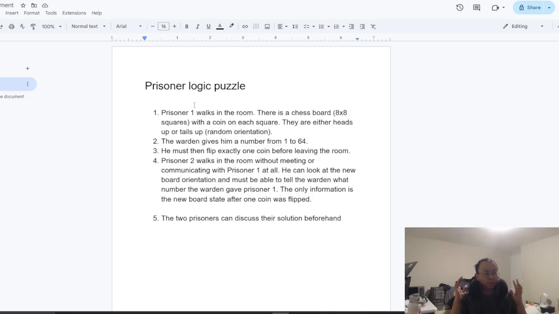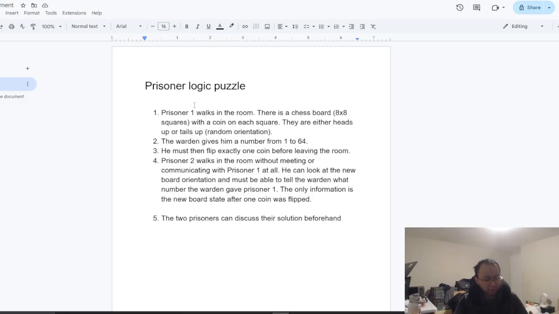Essentially, it's a warden and prisoner puzzle. You've got a warden and you've got prisoners, and if the prisoners solve it, they get to leave, and if they don't, they're locked up forever or whatever. Anyway, the puzzle is as follows. The warden has a chessboard with 64 squares, and on each square is a coin. It's either heads up or tails up. Doesn't really matter. One counts as face up, one is face down. You can decide between the two prisoners yourselves.